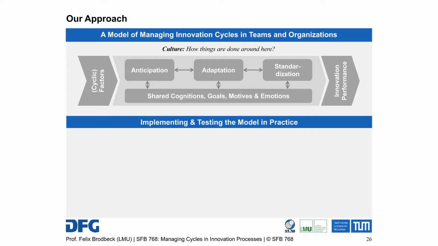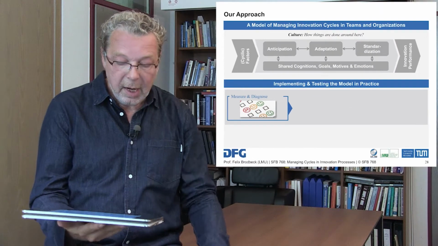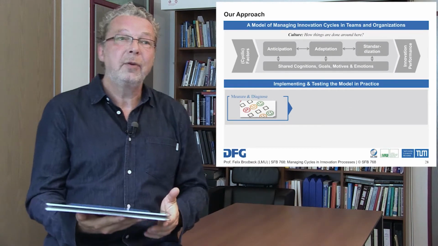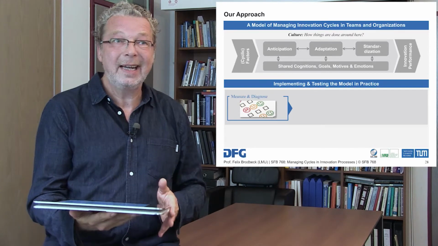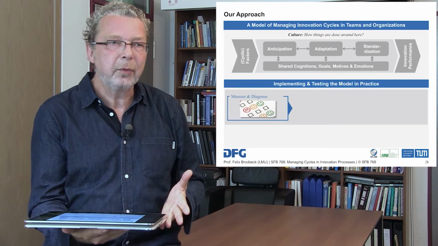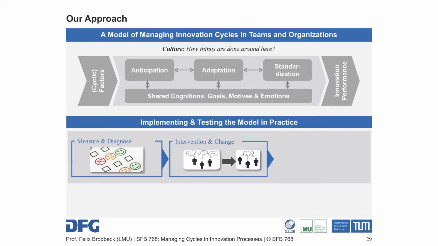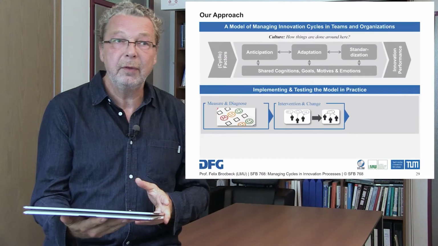How do we do that? The model alone doesn't really help that much. We need to measure according to the model and see whether out there in teams, projects, whole organizations, the facets and the characteristics of innovation culture are actually in place, or to what extent they are in place and to what extent they are improvable. So we measure and diagnose work systems, larger work systems even. Then we help them. We come up with interventions.